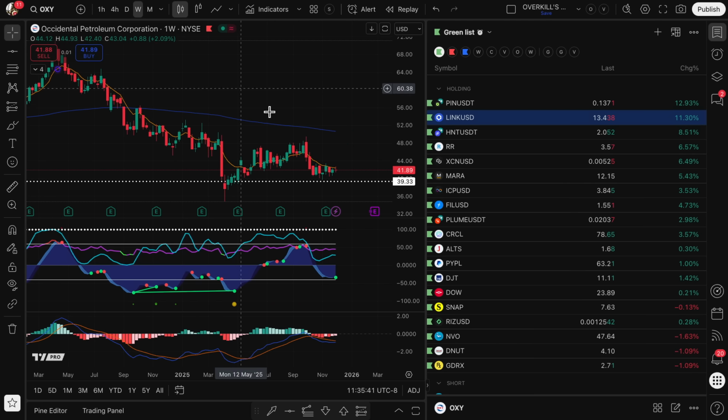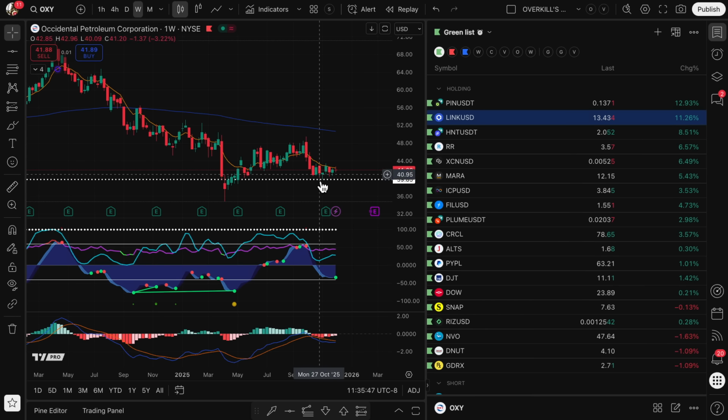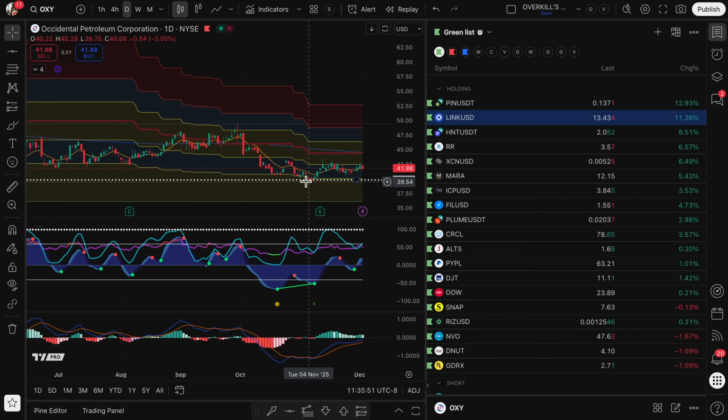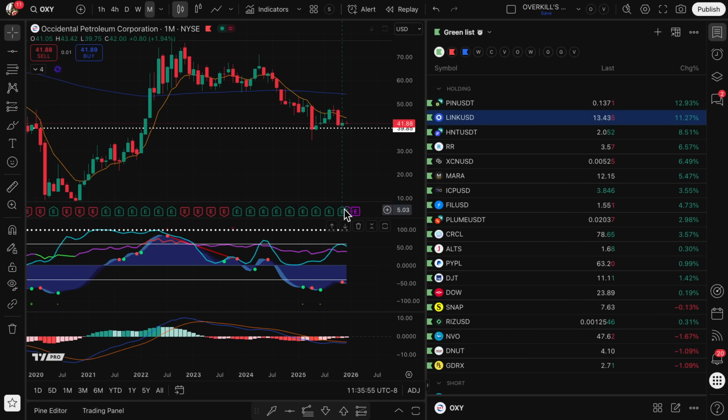ETH, we got OXY, Occidental Petroleum. That's a miner that has the weekly signal. So I don't see this one dropping below 40. It had a brief touch of that $40 level, but it bounced. You got the weekly signal showing. This thing's really boring right now. It's just kind of going sideways. So it is red on the monthly.